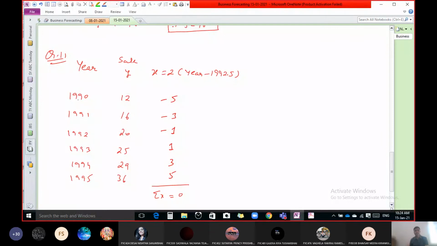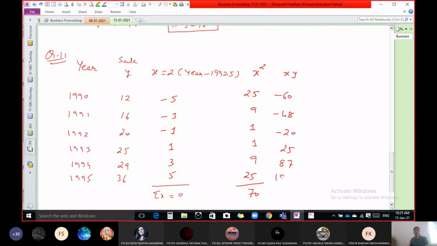So for 1990, the year is 1990 minus 1992.5. That means minus 2.5 into 2, we get -5. Then simple calculation, x square and then x into y. If we take squares, we get 25, 9, 1, 1, 9, 25. Total of that is 70. For x into y, how to get -60? 12 into -5. 16 into -3, -48. Then we get -20. Then +25. Then we get 87.